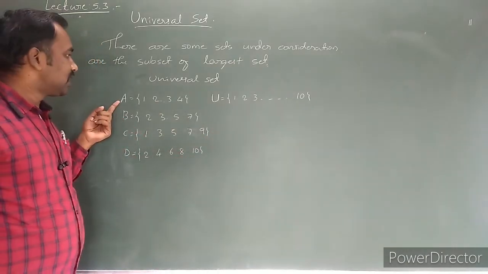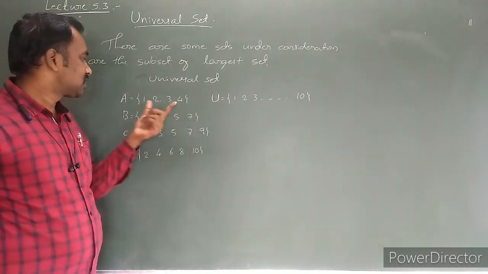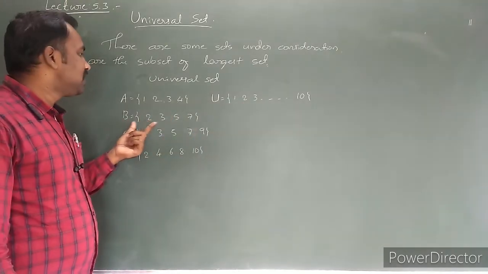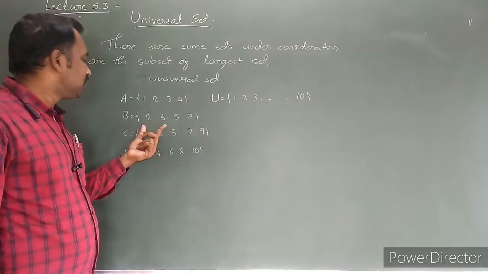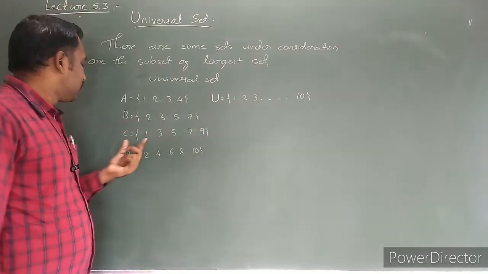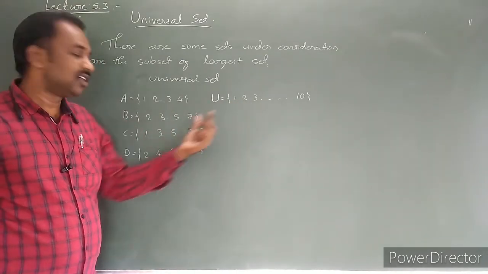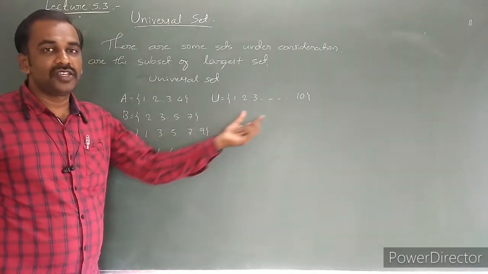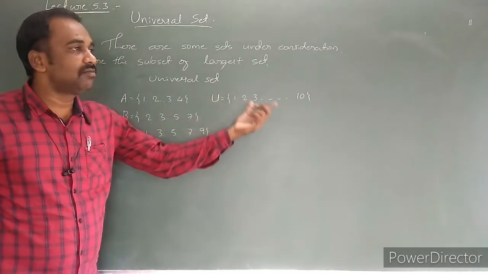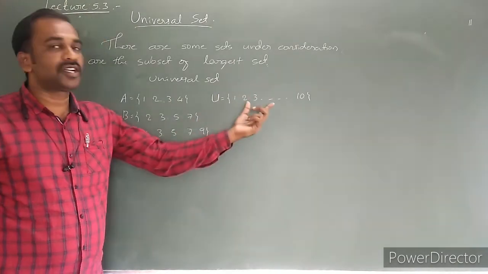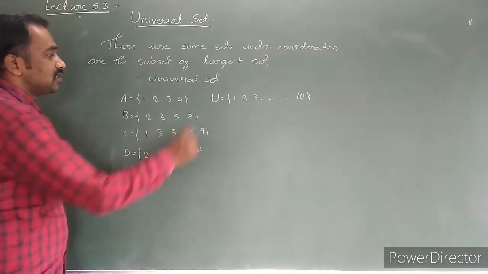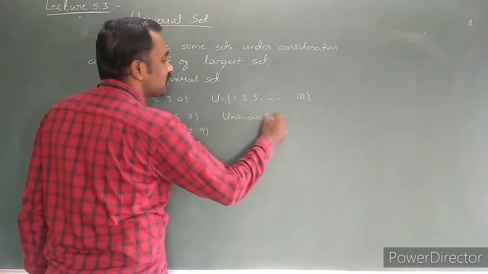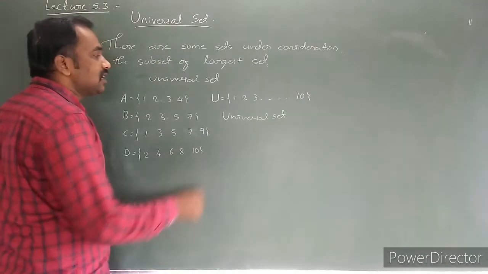Check it. Whether A is a subset of U: yes, all the elements of A are present in set U. Whether B is a subset of U: yes, all the elements of B are present in U. Whether C is a subset of U: yes, all the elements of C are present in U. So these are all subsets of U, the largest set. Then this largest set is said to be the universal set.